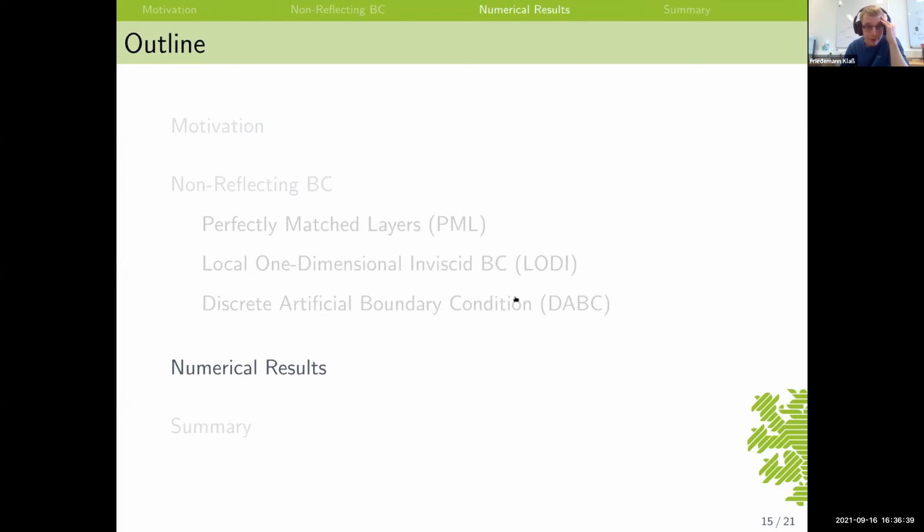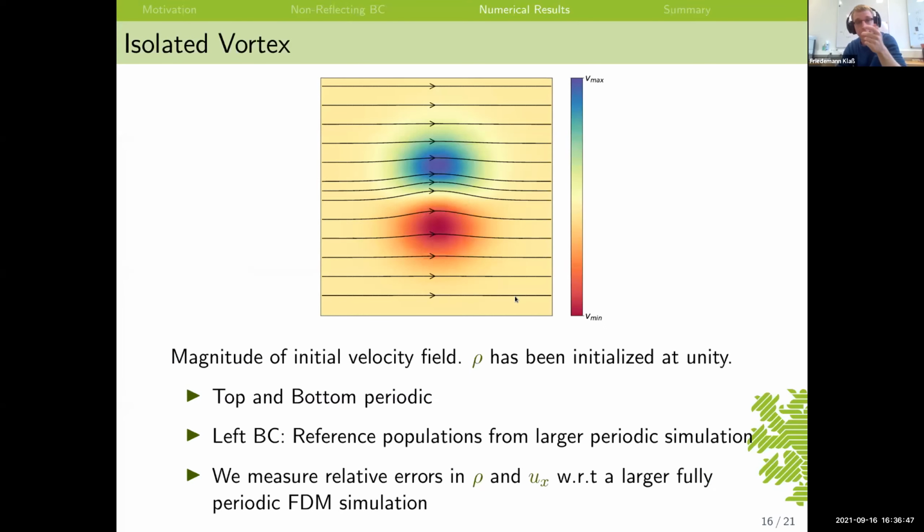So this was everything I wanted to say about non-reflecting boundary conditions and their basic ideas. Now I wanted to quickly turn to a numerical result I have, and this is the simulation of an isolated vortex that is propagated toward the right-hand side of the boundary. So we have a uniform density and a uniform background flow, and in the center of the computational domain we apply a velocity perturbation that is then advected towards the right-hand side boundary.